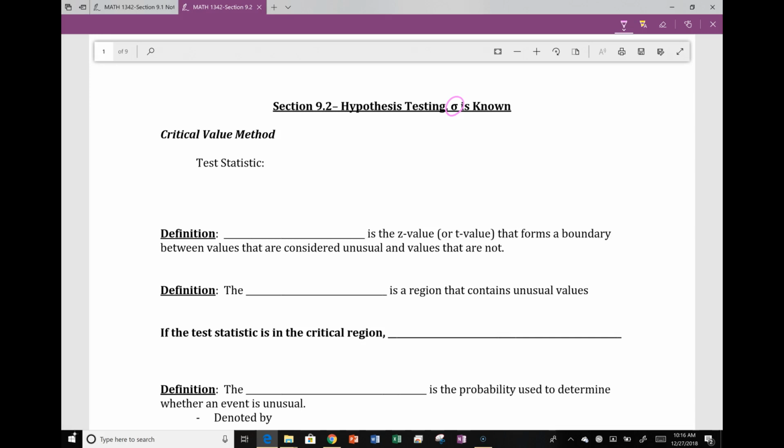So we're first going to concentrate on when to use the z value when sigma, or the population standard deviation, is known. So the test statistic that we will use to calculate this, we have seen before. Z is equal to our sample mean minus our population mean divided by sigma divided by the square root of n. And you'll notice that I'm putting parentheses around that denominator.